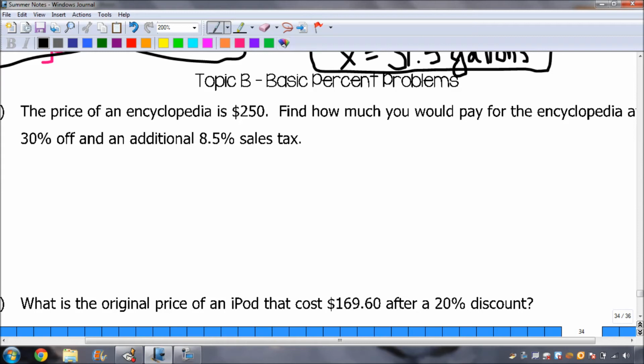All right, topic B, basic percent problems. Question number 1 says the price of an encyclopedia is $250. How much would you pay for the encyclopedia after 30% off and an additional 8.5% tax?